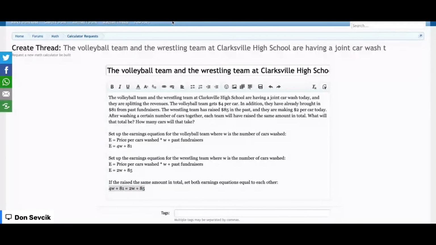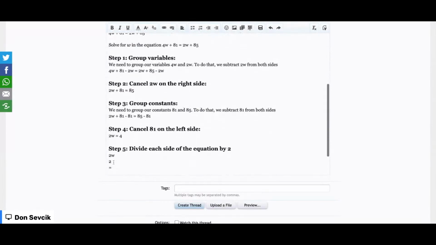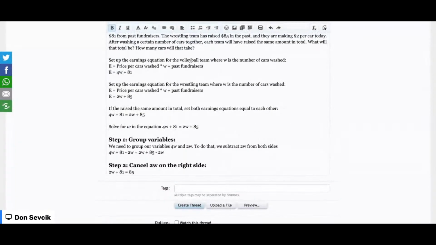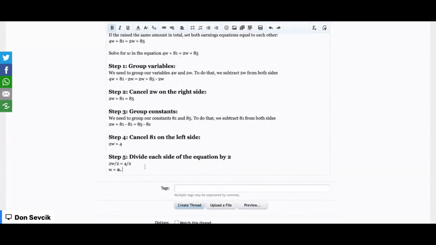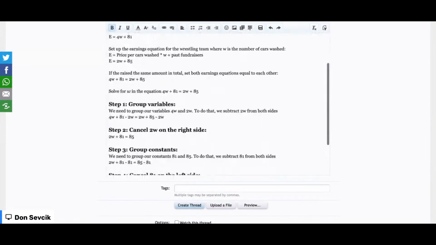I'm going to go off camera here real quick into Math Celebrity, pound this problem in, and give you the answer with the step-by-step. Let's go back here. So you can see here's the equation we started. The Math Celebrity calculator will show you step-by-step how to solve it. Get W equal to 2, so that's our first answer. So 2 washes, because we're asked 2 questions. How many cars will that take? So I'm going to put this here: how many cars it will take. And the second question is, what will that total be?